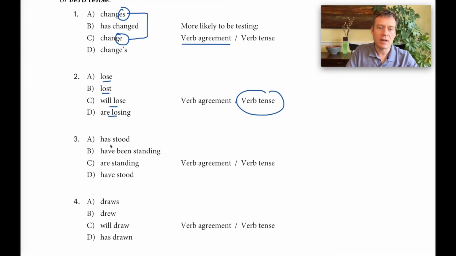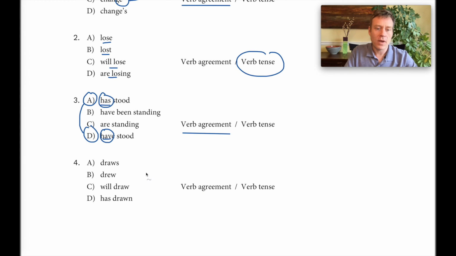For number 3, has stood, have been standing, are standing, have stood. Here, choices A and D are both in the present perfect, has and have. This one is singular, this one is plural. So I would say that this one is probably testing verb agreement. And finally, number 4, draws, drew, will draw, and has drawn. These are all different verb tenses. So I would say that this is probably testing verb tense.